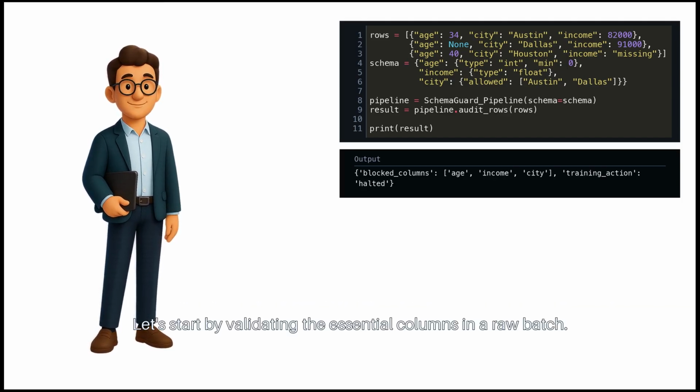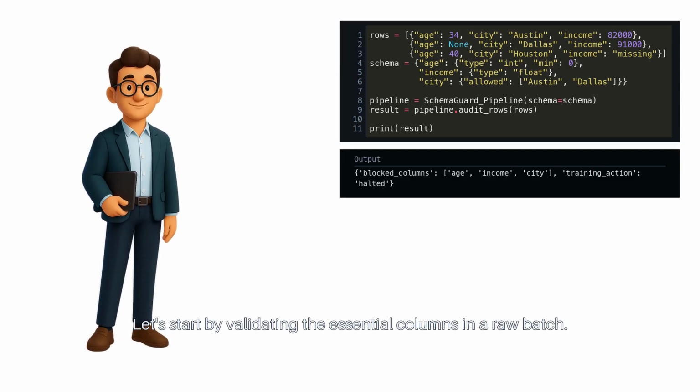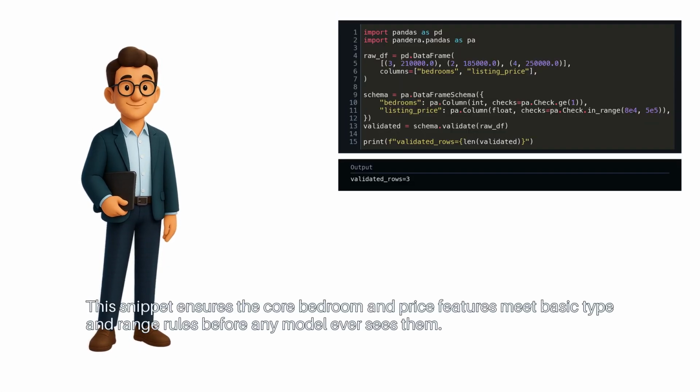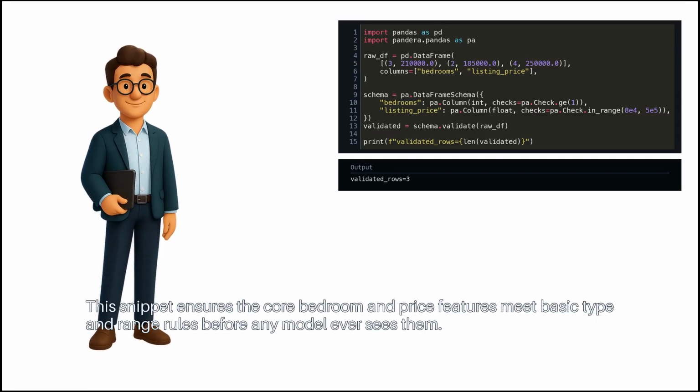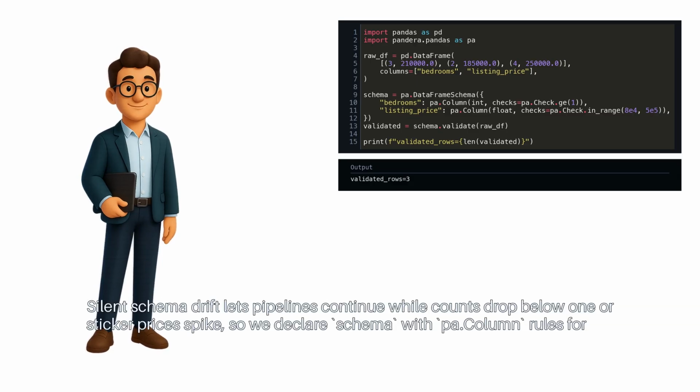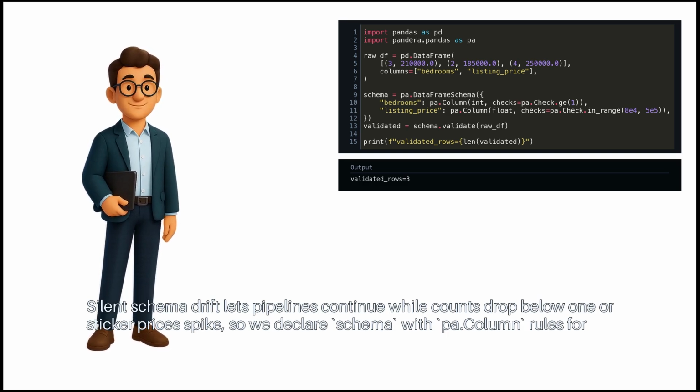Let's start by validating the essential columns in a raw batch. This snippet ensures the core bedroom and price features meet basic type and range rules before any model ever sees them. Silent schema drift lets pipelines continue while counts drop below 1 or sticker prices spike.